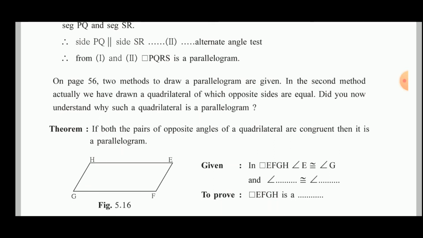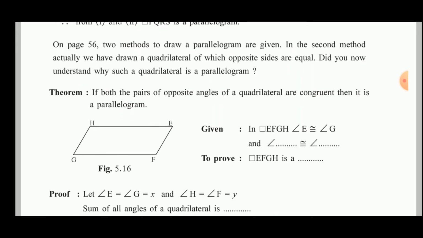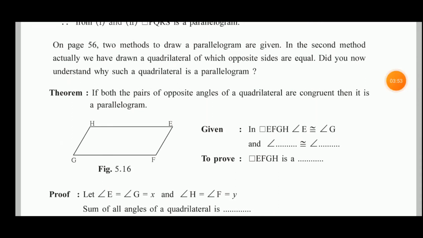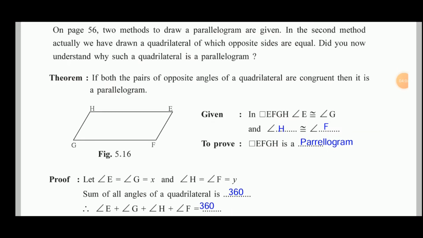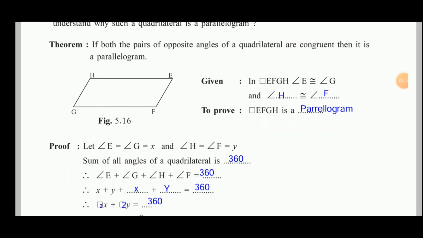Now, the next theorem is, if both pairs of opposite angles of a quadrilateral are congruent, then it is a parallelogram. Here in the figure, it is given in quadrilateral EFGH, angle E is congruent to angle G and angle H is congruent to angle F. Now, you have to prove that quadrilateral EFGH is a parallelogram.